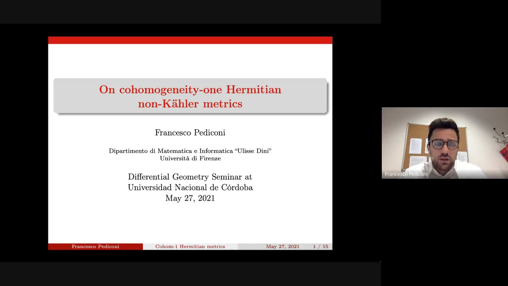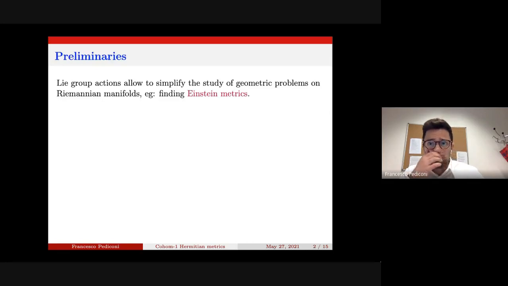So today, my talk will focus on cohomogeneity-one Hermitian manifolds, and especially on the non-Kähler setting. Okay, so let's start with some background.